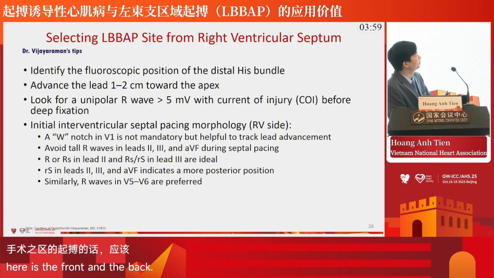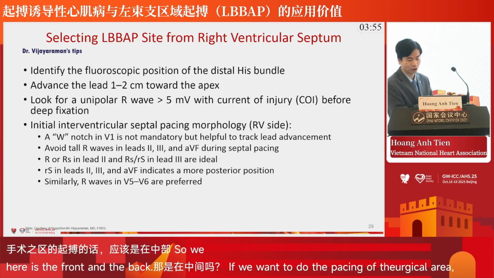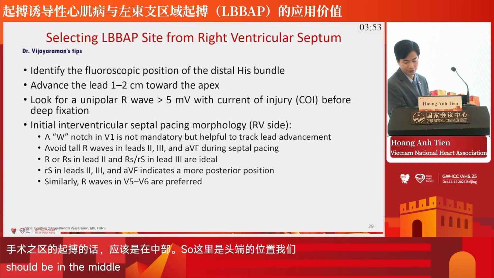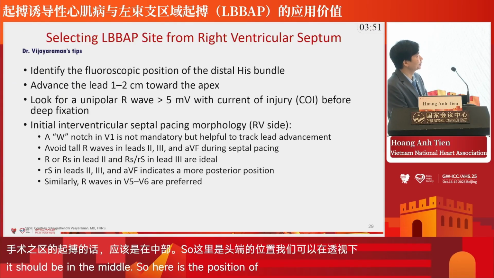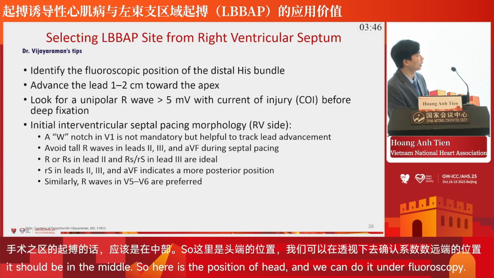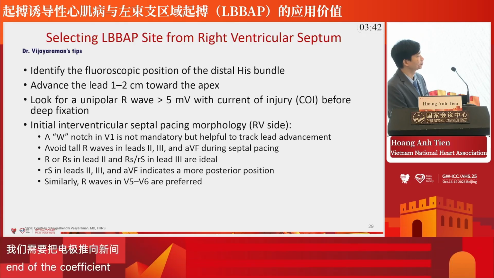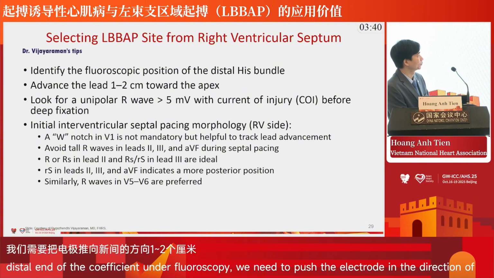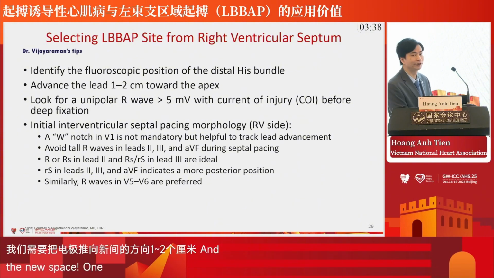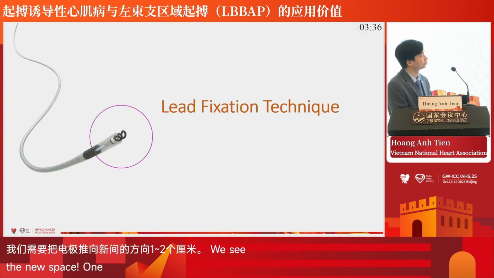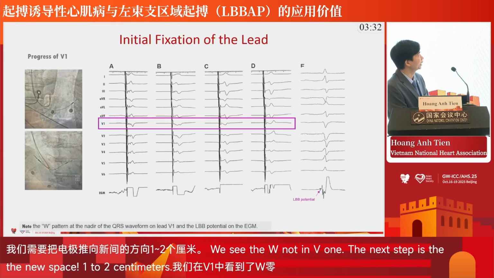And here's the tip. So we identify by fluoroscopy the position of the distal lead, and advance the lead 1 to 2 centimeters toward the apex. Look for the R wave above 5 millivolts with current of injury before deep fixation. And we see the W notch in V1. The next step is the lead fixation technique.